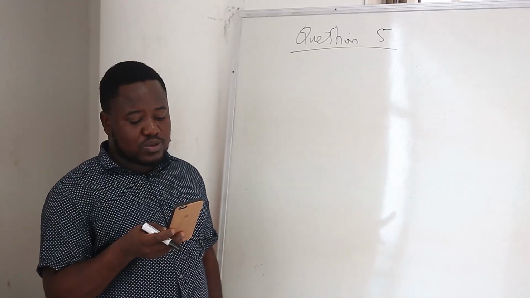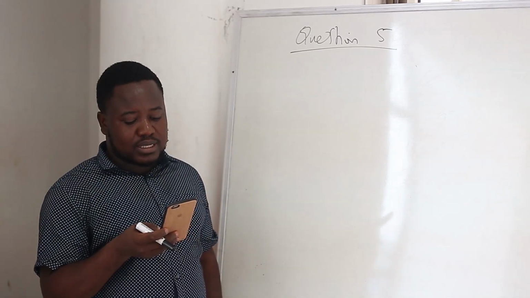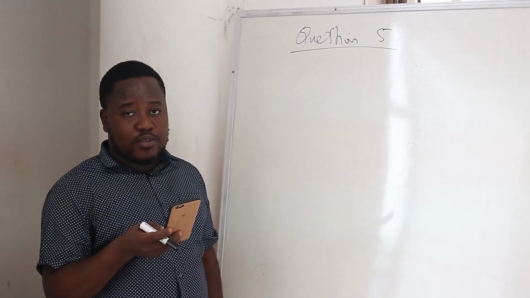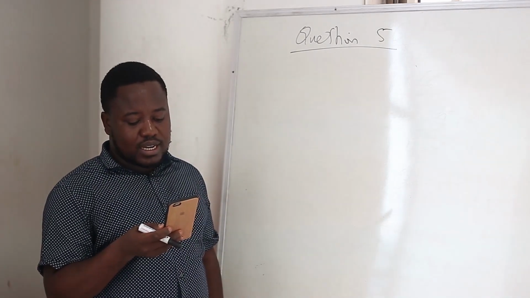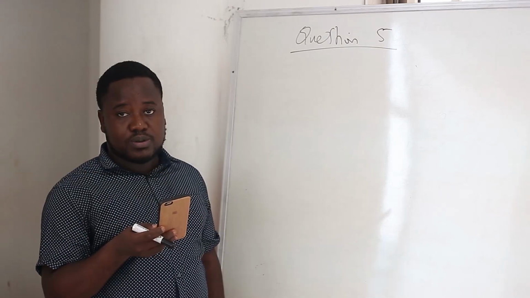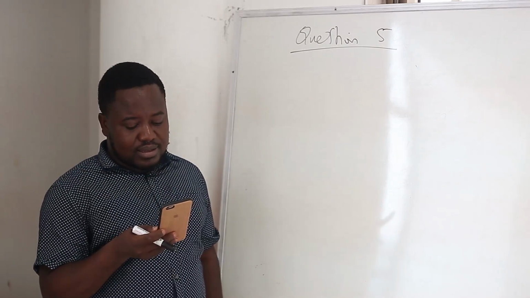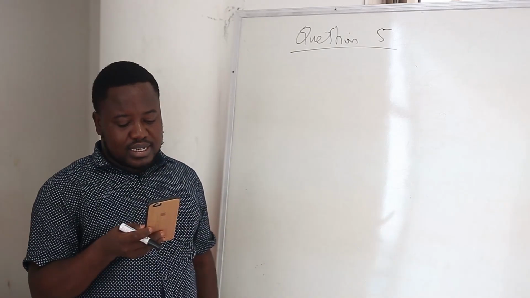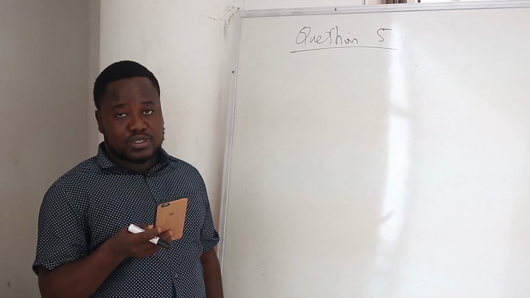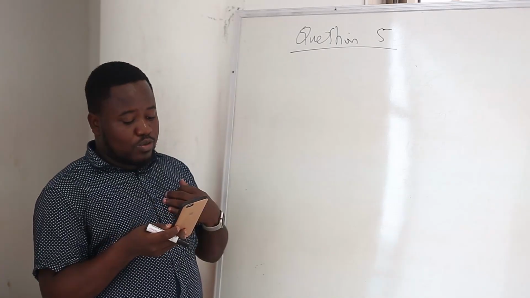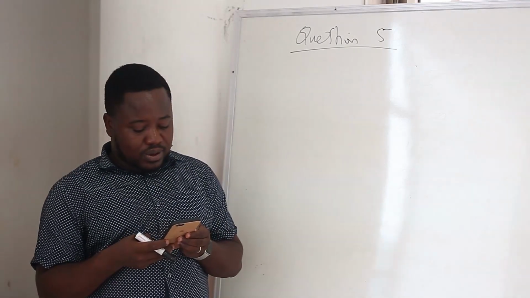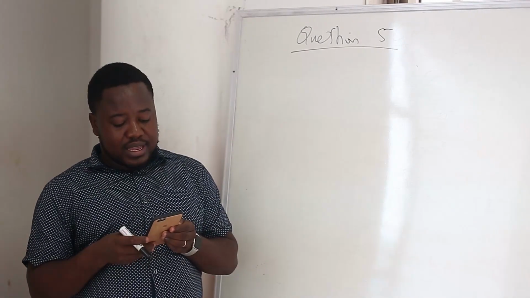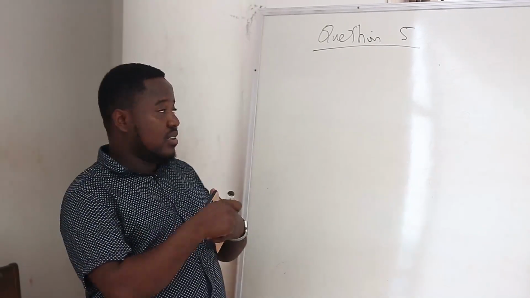So the question says we should find A, an expression for the profit function of the firm in terms of quantity. B, we find the level of output that maximizes profits. C, we find the price. Then D, we find the maximum profit of the firm. So first, we'll have to extract what is given in the question. The question is given a demand curve and the total cost function.